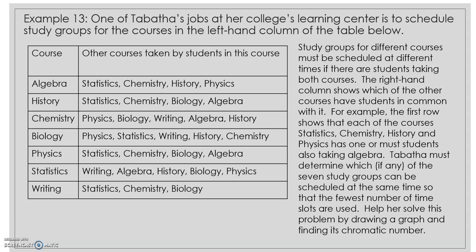One of Tabitha's jobs at her college's Learning Center is to schedule study groups for the courses in the left-hand column of the table below. Study groups for different courses must be scheduled at different times if there are students taking both courses. The right-hand column shows which of the other courses have students in common with it. For example, the first row shows that each of the courses, statistics, chemistry, history, and physics, has one or more students also taking algebra. Tabitha must determine which, if any, of the 7 study groups can be scheduled at the same time, so the fewest number of time slots are used. Help her solve this problem by drawing a graph and finding its chromatic number.